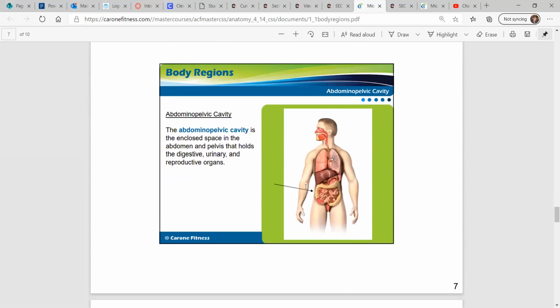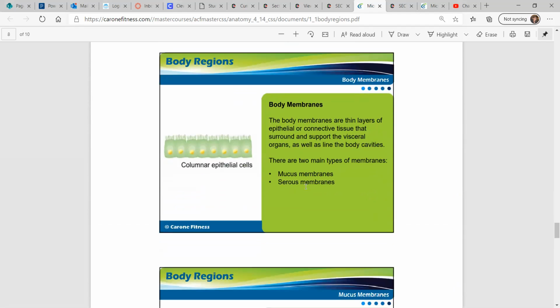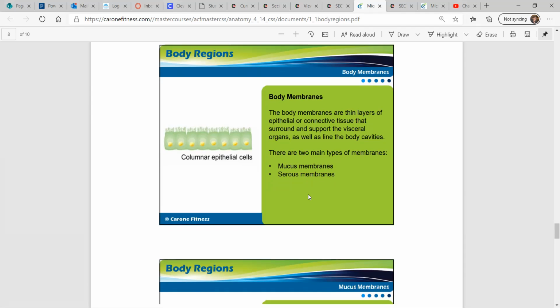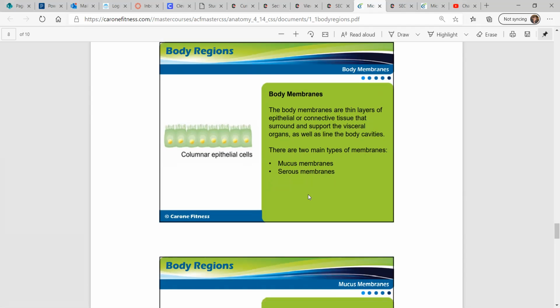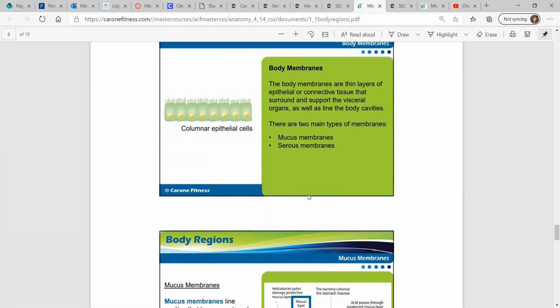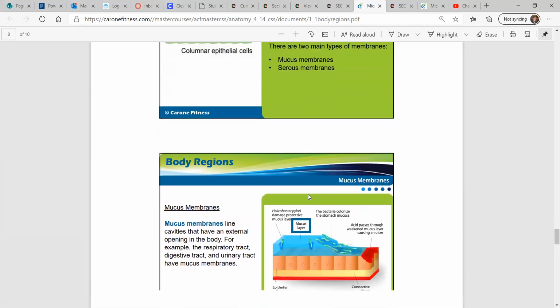So we talked about cavities and body systems. And now we're getting into membranes. So the body membranes are thin layers of epithelial or connective tissue that surround and support the visceral organs, as well as line the body cavities. There are two main types of membranes. We got the mucous membranes and the serous membranes.